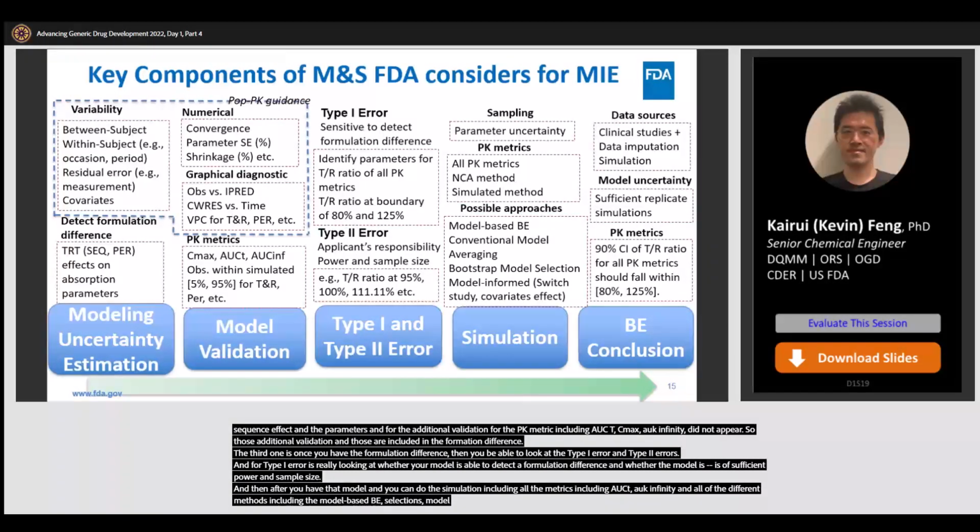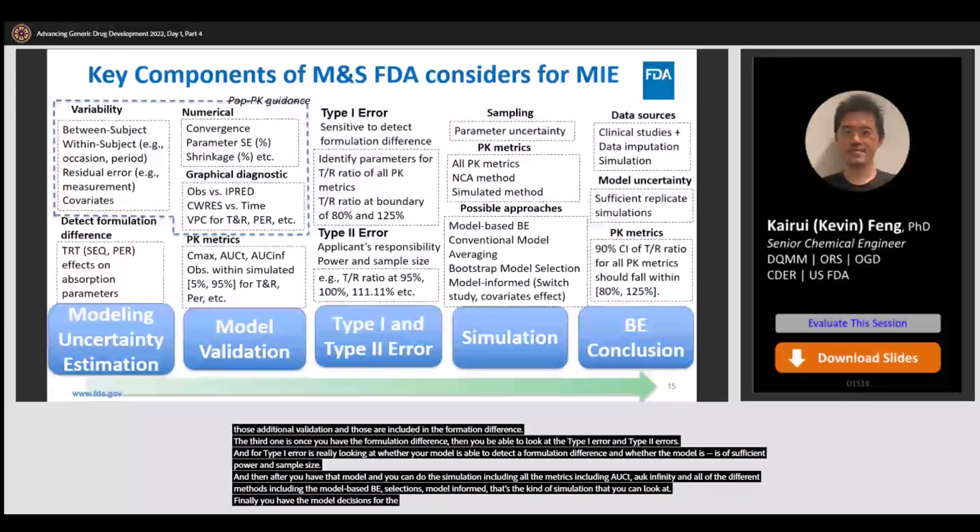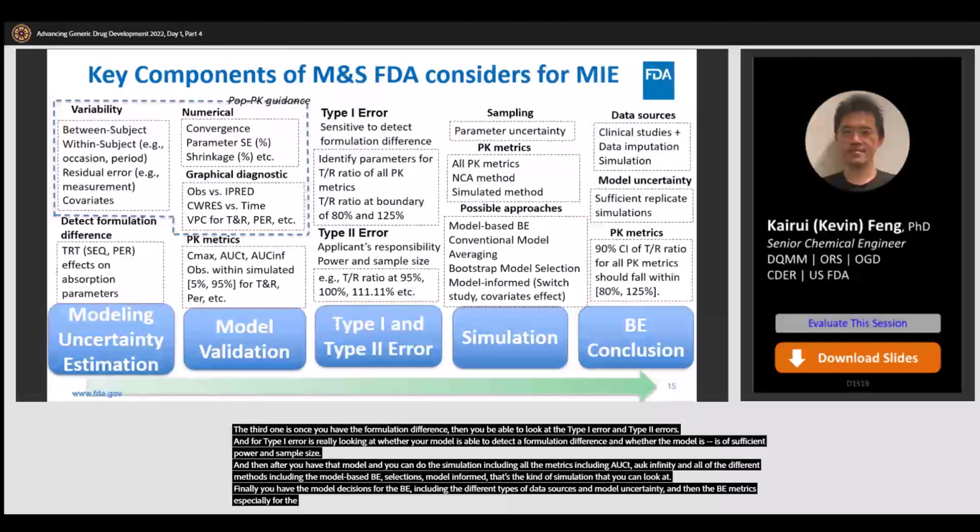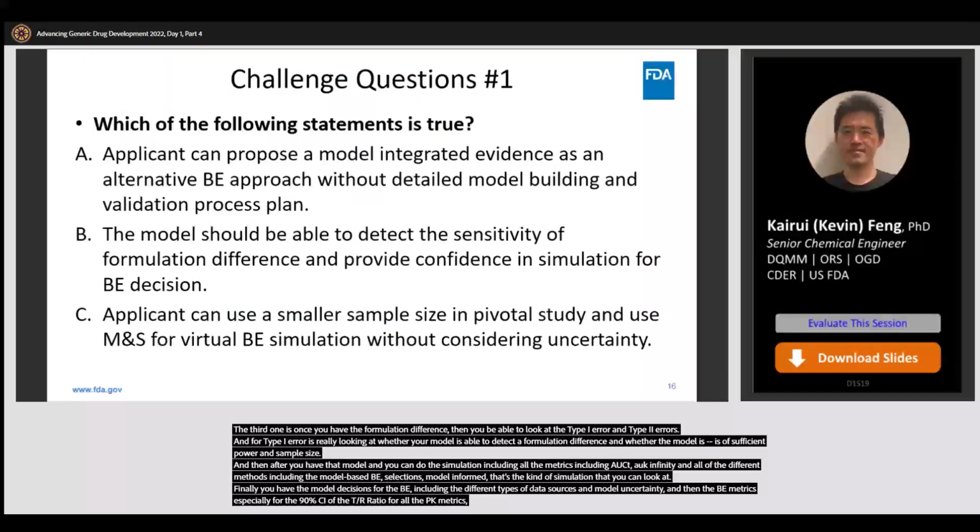Finally, then you have the model decisions for the BE, including the different types of data sources and model uncertainty, and then the BE metrics, especially the 90% confidence interval for the test-to-reference ratios for all the PK metrics, which is referred to 80 to 125%. So those are the key components that FDA will be looking at.